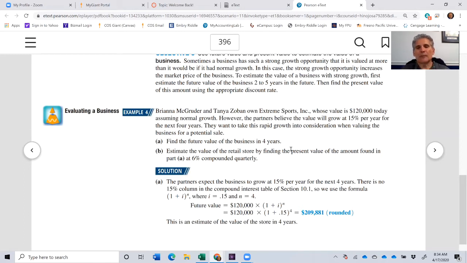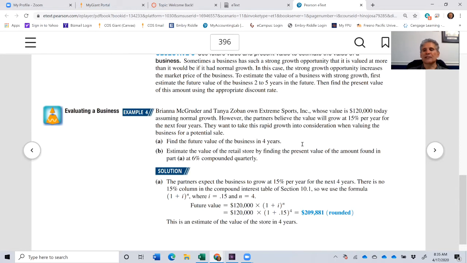So we really have to do 2 computations here. First, under normal growth, we're at $120,000. We have to then project up what the future will be in 4 years. What is the value going to be in 4 years under normal growth? So when they say find the future value of the business in 4 years, we're talking about a 15% growth model. We have the rate. We have the present value of $120,000, and we're going to take that for 4 years. And we're going to figure out what the future value is.